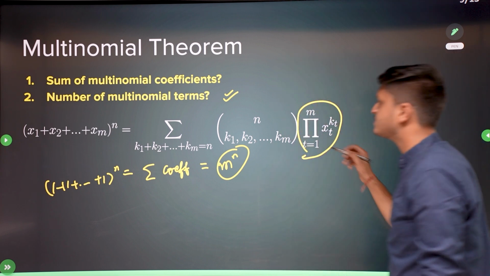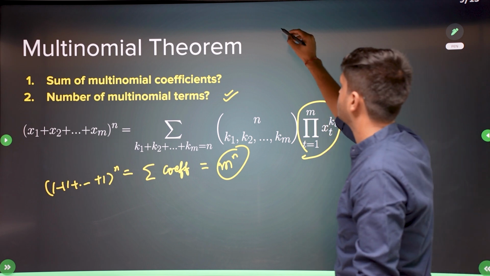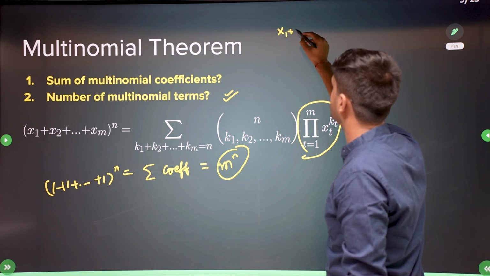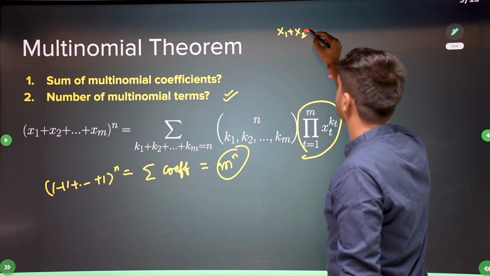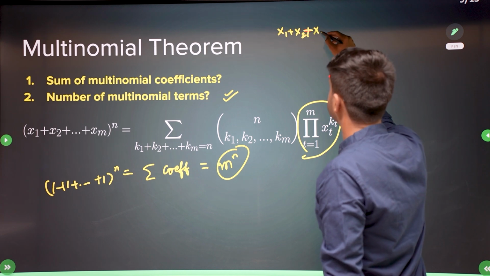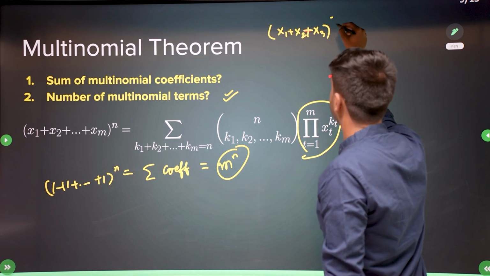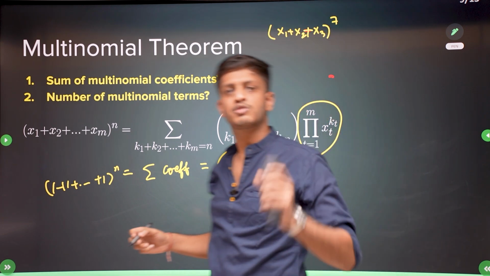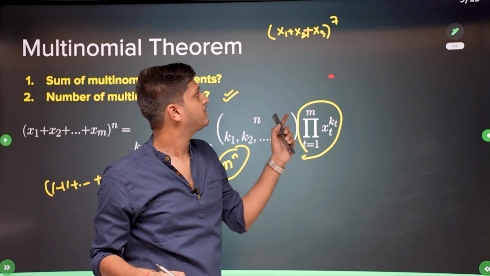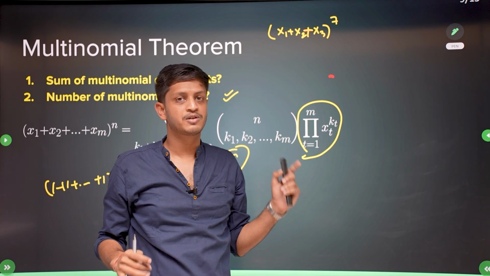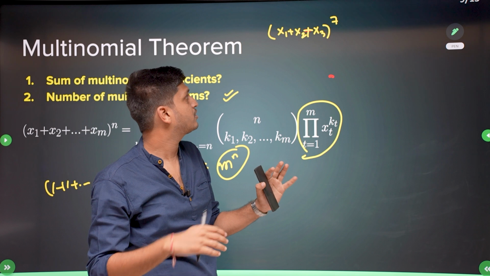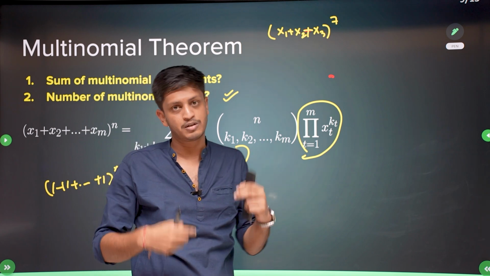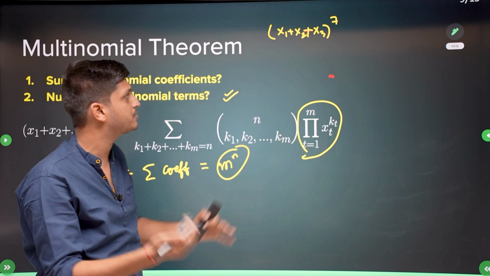How many such terms exist? That is the question. So in the expansion of, let's say, (x1 plus x2 plus x3) to the power 7, I told you there will be many terms: x1 to the power 7, x1 to the power 6 x2, x1 to the power 6 x3, x1 to the power 3 x2 to the power 2 x3 to the power 2. That is one term. So how many such terms are there?